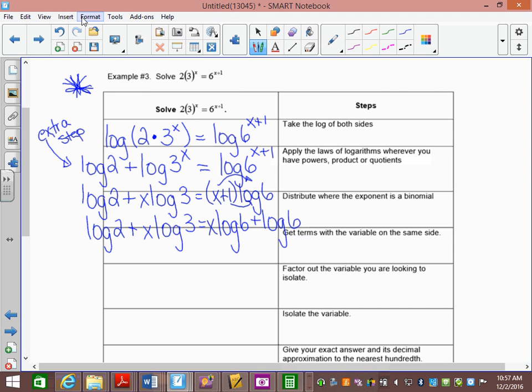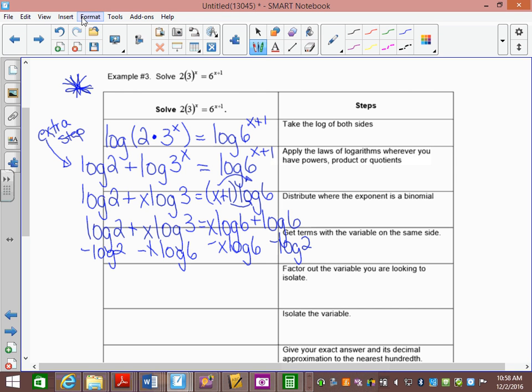And the only way I can take a GCF of x's out is if every term on that side has an x, right? That's the only way I can do it. So I'm going to take these x's and move them together. So I'm going to subtract the log 2, and subtract the x log 6, subtract the log 2 from both sides, and subtract the x log 6 from both sides.